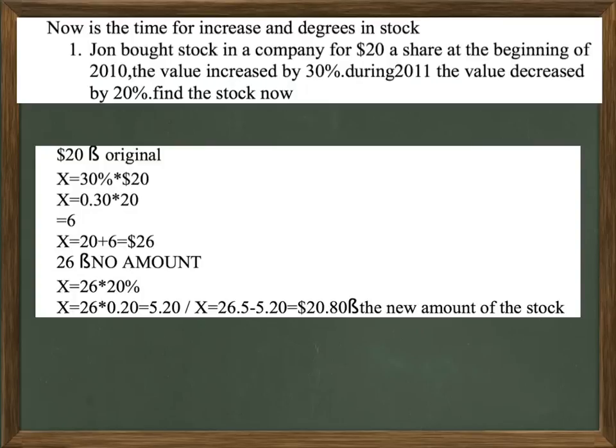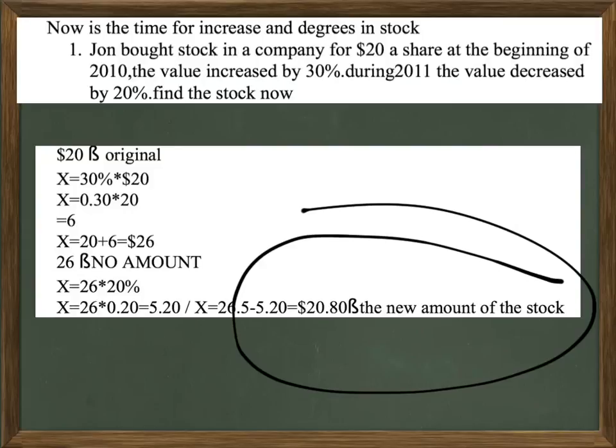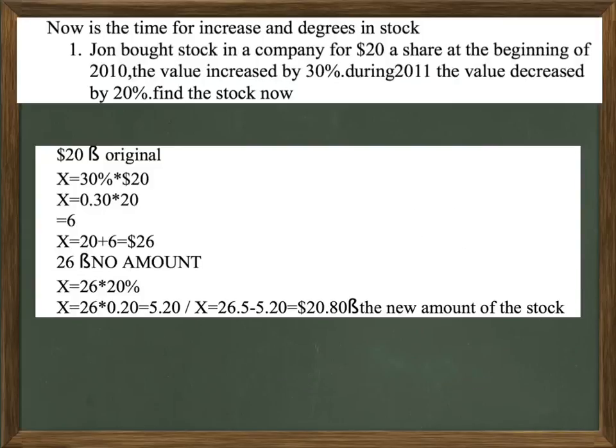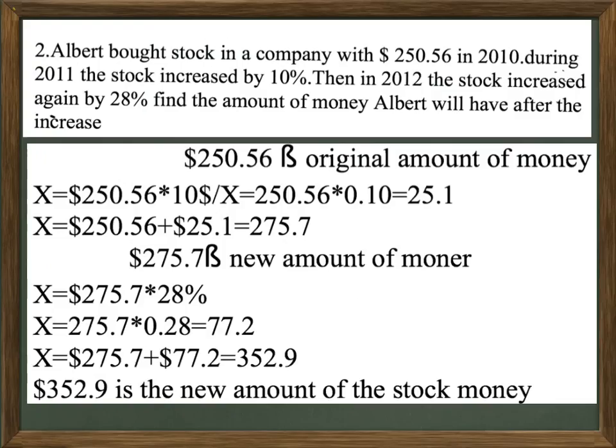So then we subtract 5.20 from 26, and we get $20.80. And that is our new amount of the stock. Let's move on to another problem like that.